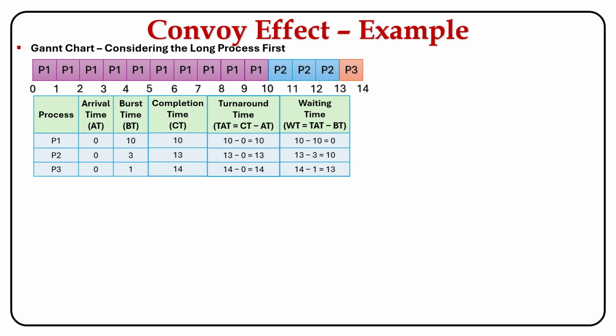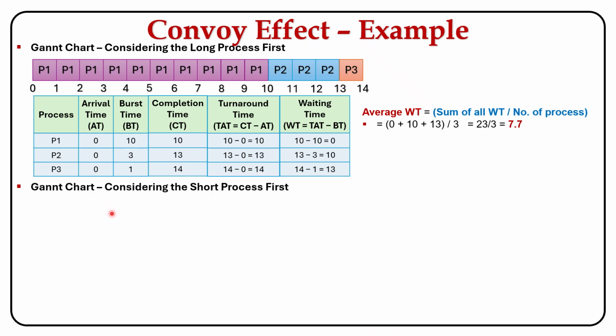Finally, we can calculate the average waiting time using the sum of all waiting times divided by the number of processes. So, if we substitute the values, we get 0 plus 10 plus 13 divided by 3, which is the total number of processes, which is equivalent to 23 divided by 3. So, we get the value as 7.7 for the average waiting time by considering the longest process first in the first come first serve scheduling algorithm. Now let's solve this example using the shortest process first in the FCFS algorithm.